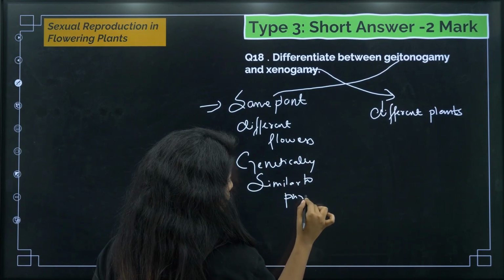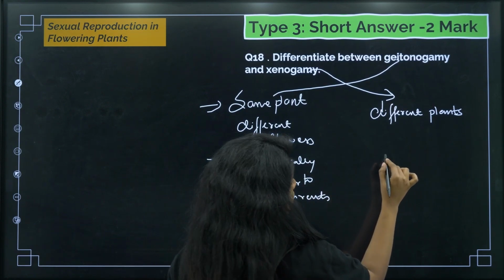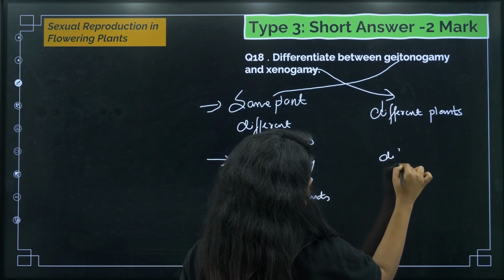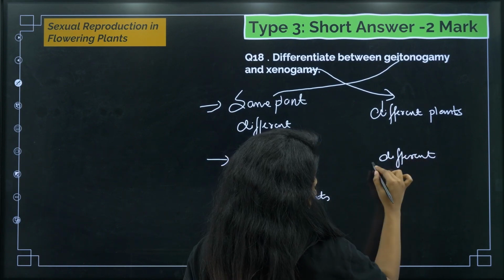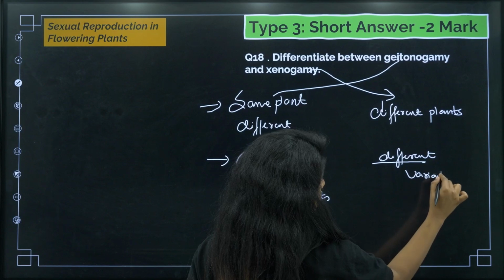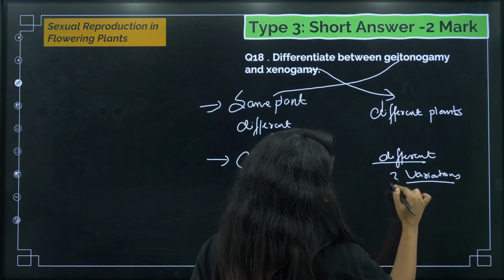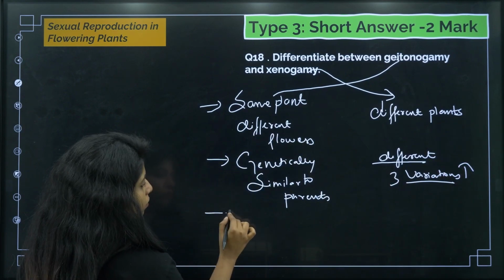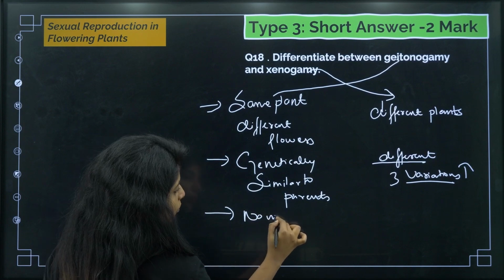Okay. Over here, what can I write? They are genetically different. So more amount of variations can I expect over here? This can be put as the 3rd point. More amount of variations over here, whereas over there not many variations will be found.